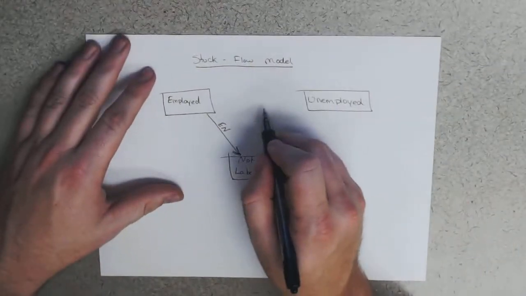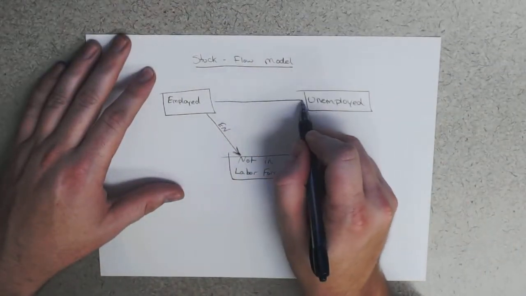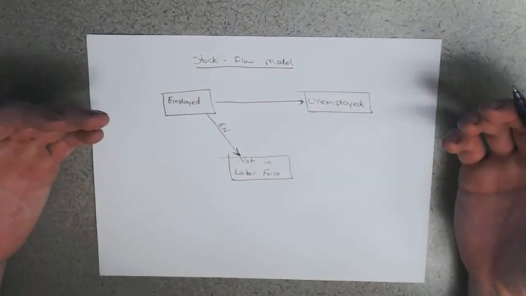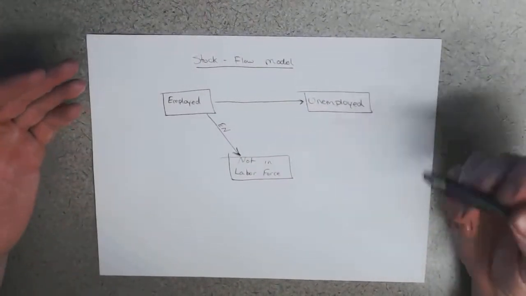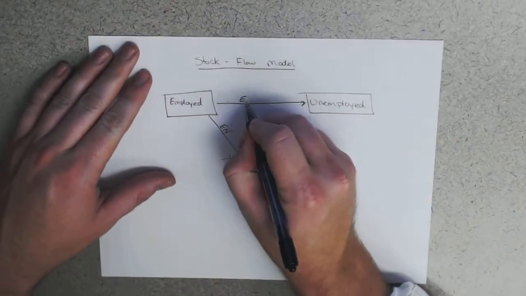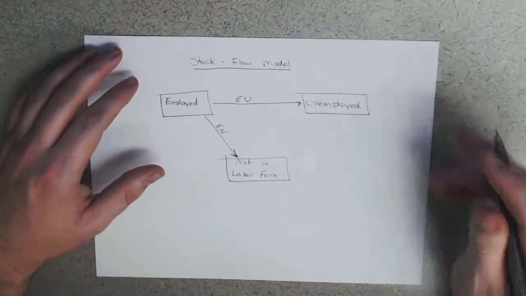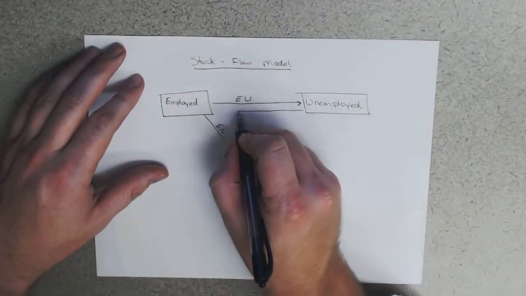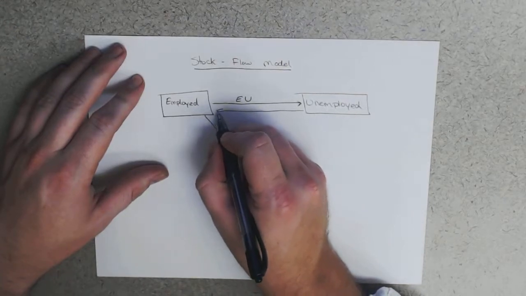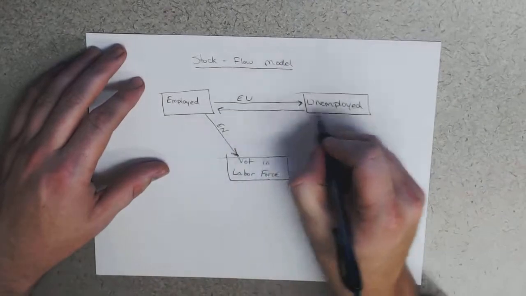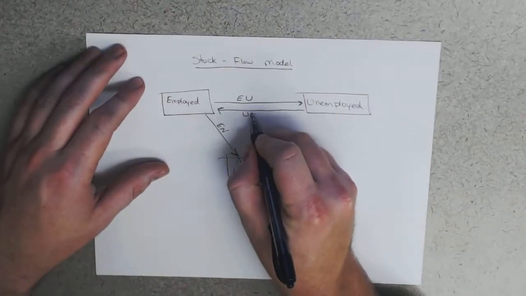And similarly, people moving from employed to unemployed, that's just going to be people losing their jobs, right? So people lost their jobs and now they're unemployed, okay? And we abbreviate that as EU, okay? And people who are unemployed and find a job, right? That's people just finding a job. They move from unemployed to employed. We would abbreviate that as UE, right?